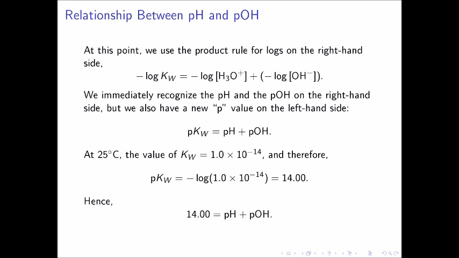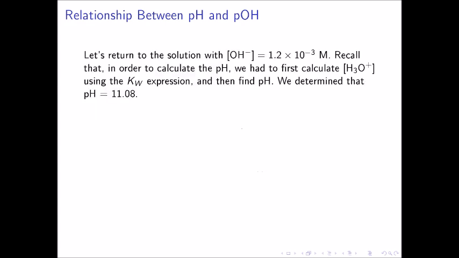Therefore, we have the relationship that the sum of the pH and the pOH at 25 degrees Celsius will always equal 14. To see how this works, let's return to the example with the solution that has the hydroxide ion concentration equal to 1.2 times 10 to the negative 3 molar. Recall that in order to calculate the pH previously, we had to first find the hydronium ion concentration using the Kw expression. Then we were able to calculate the pH directly. We found that the pH was 11.08.